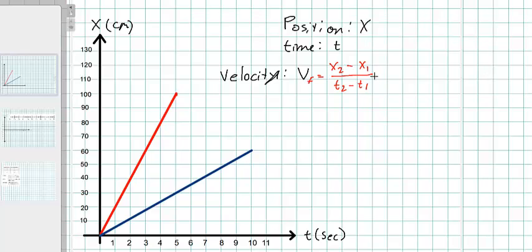x2, or position 2 for the fast car, minus position 1 over t2 minus t1. Now, instead of writing 1 and 2 like we're used to, I'm going to change this and make it initial and final: x final minus x initial over t final minus t initial. Now in physics, this is known as a change in something. If you do the final minus initial, in this case position final minus position initial, it's the change in position. So v for the fast car is equal to the change in position of the car over the change in time.